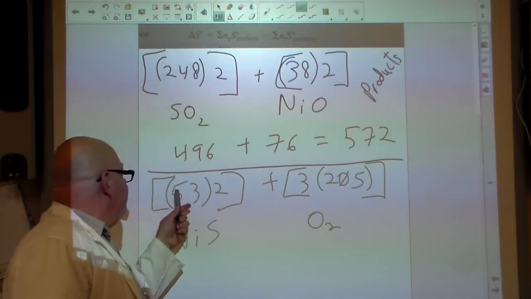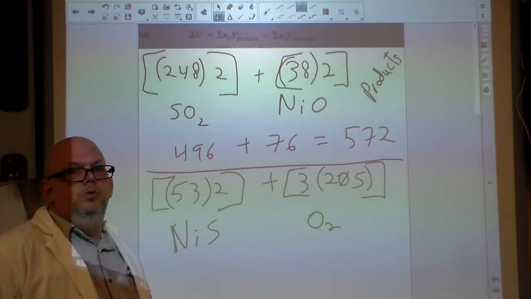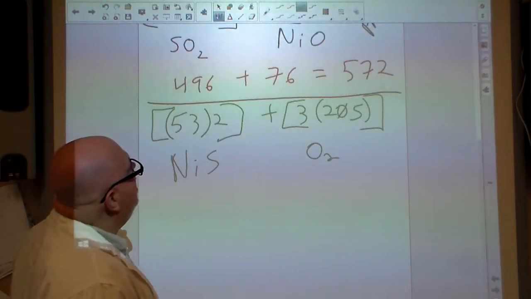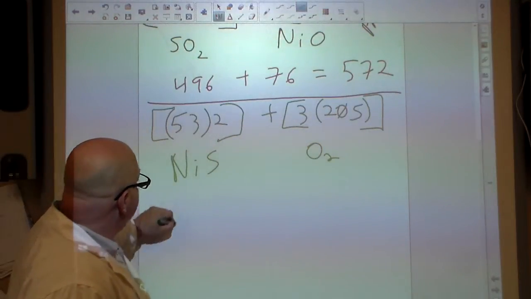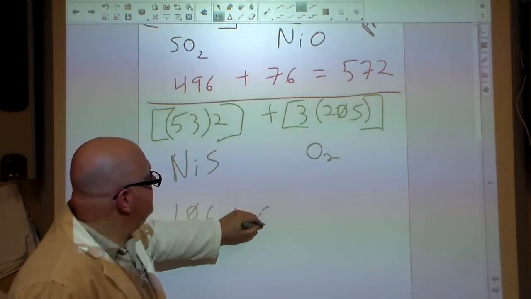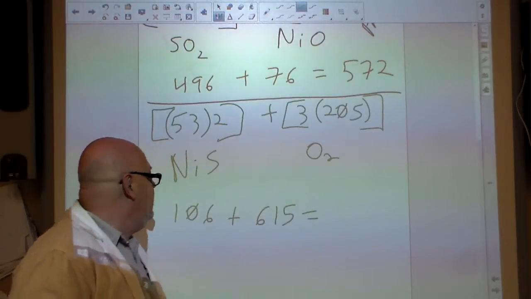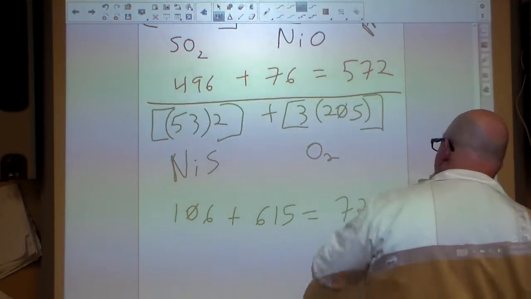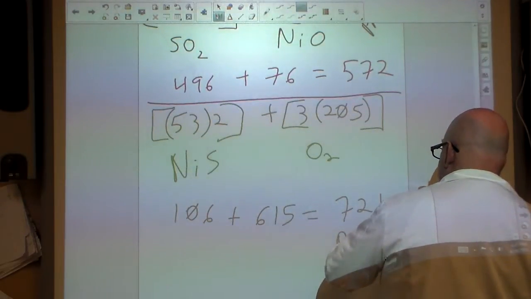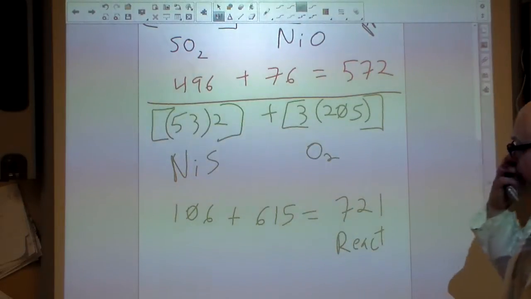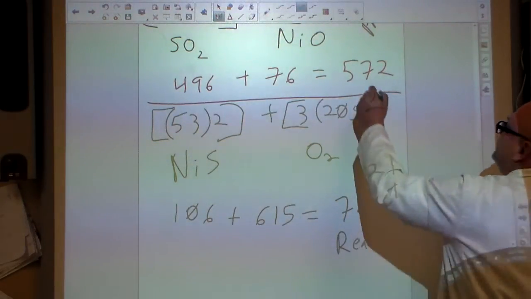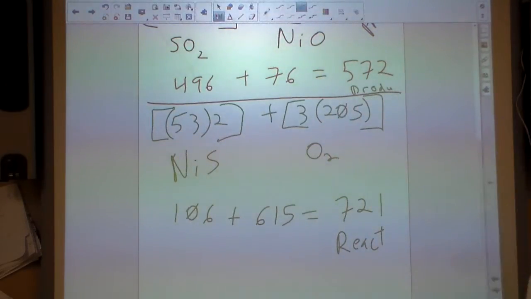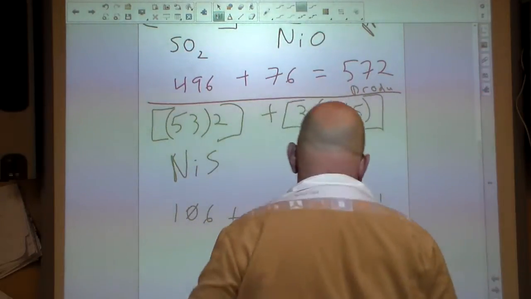So keep in mind that these are the coefficients. We still need to use the S values that they gave us. So now we have here 106 plus 615, that's going to equal 721. Now this is for our reactants. This is our total S value for our reactants. The 572 was the total S value for our products. Now we've got to sum it up.